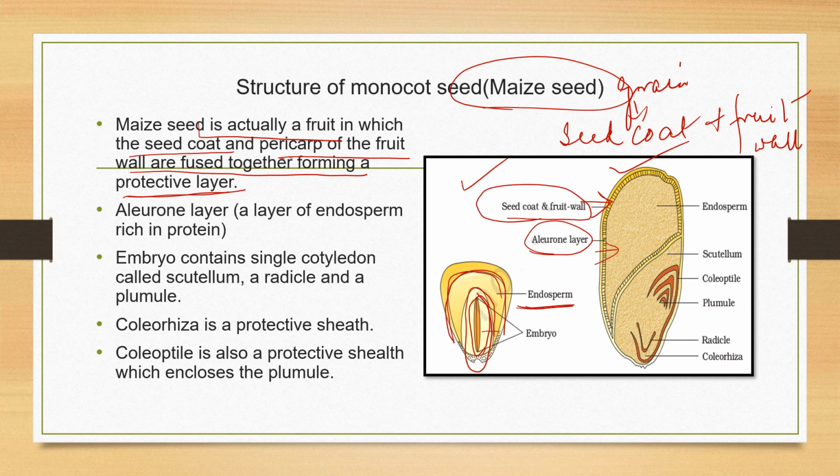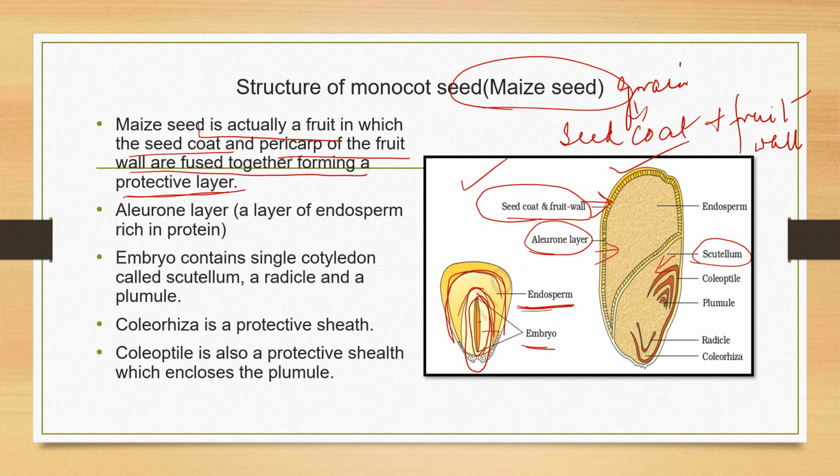The endosperm is actually rich in starch, and a thin epithelial layer separates the endosperm from the embryonic part. So a thin layer is there which separates the endosperm from the embryo. The embryo in the maize grain consists of a single cotyledon called the scutellum.